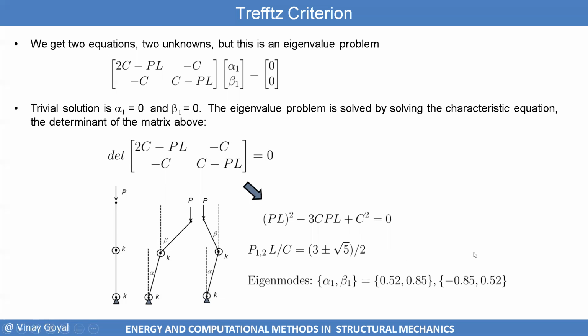You get two eigenmodes, and it's interesting that one of the eigenmodes looks like this, the other eigenmode looks like this. And I'll let you decide which of these is more critical. Obviously, 3 minus square root of 5 divided by 2 is more critical, while 3 plus square root of 5 divided by 2 is more difficult to attain. The lowest critical value is the one that should happen.